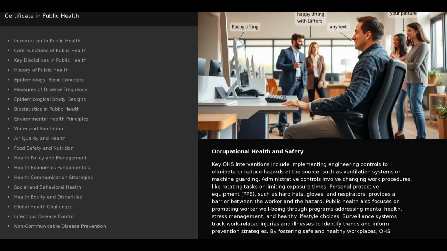Key OHS interventions include implementing engineering controls to eliminate or reduce hazards at the source, such as ventilation systems or machine guarding. Administrative controls involve changing work procedures, like rotating tasks or limiting exposure times. Personal protective equipment, PPE, such as hard hats, gloves, and respirators, provides a barrier between the worker and the hazard.